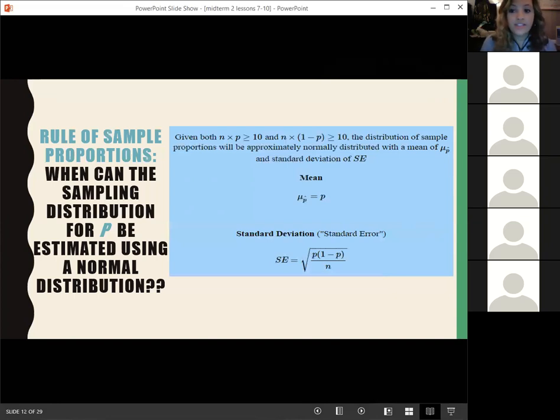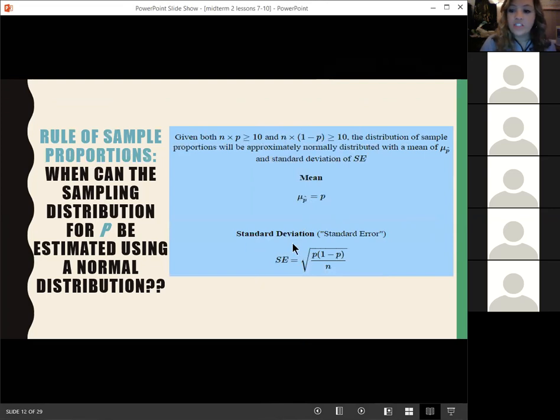Basically, n times p has to be at least 10, so your sample size times your probability, and also n times 1 minus p has to be at least 10. If this is true, then we can use our sampling distribution to estimate our p, which is our population parameter. Then over here, it is talking about the mean of our p hat. If these conditions are met, the mean of our sample proportion is going to be equal to our population parameter, our population proportion.